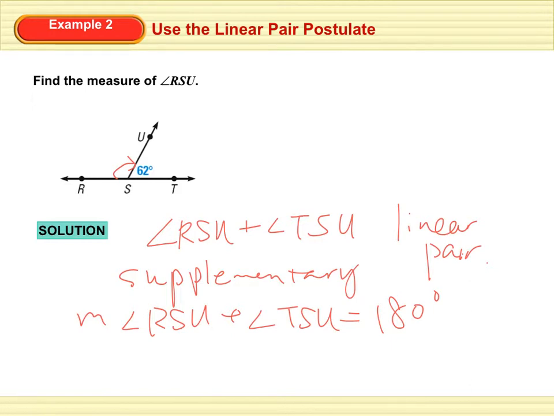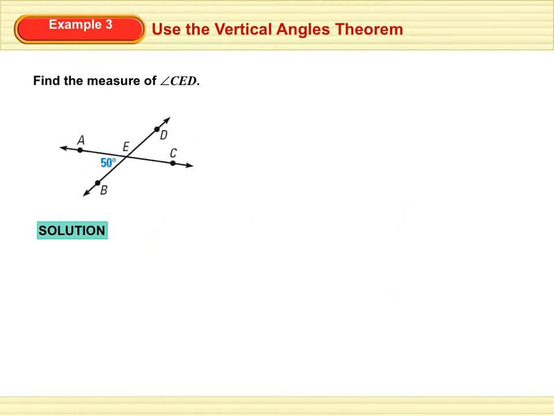But I know that TSU right now is 62 degrees. So all I need to do is subtract 62 degrees from 180. I should arrive at my final answer that the measure of the angle RSU is 180 minus 60 is 120, then minus 2 is 118 degrees. That's how we do it. That's how we use the linear pair to find two angles adjacent to each other that form a line, and then we know that they form 180 degrees. That will help us solve more problems.